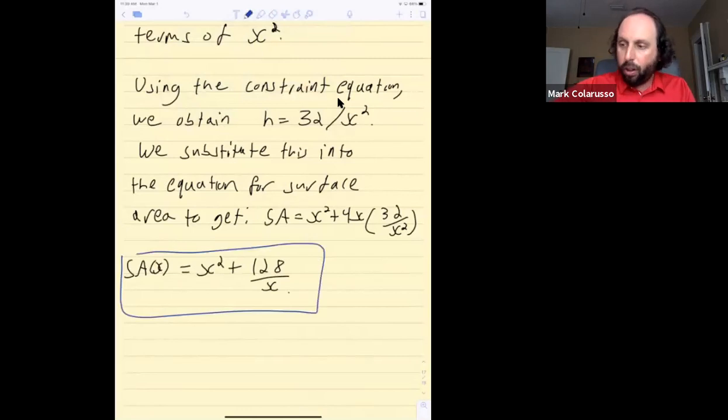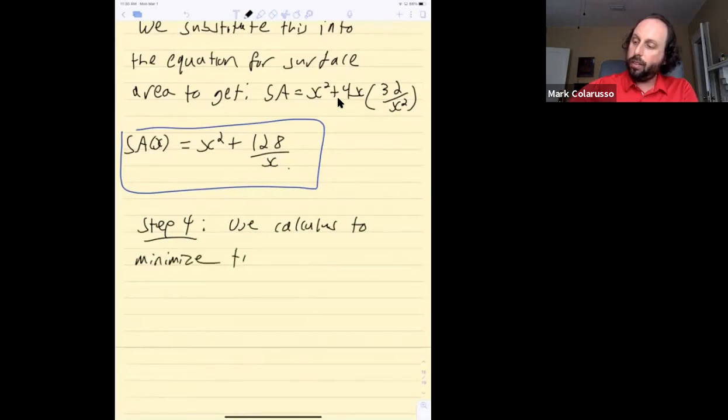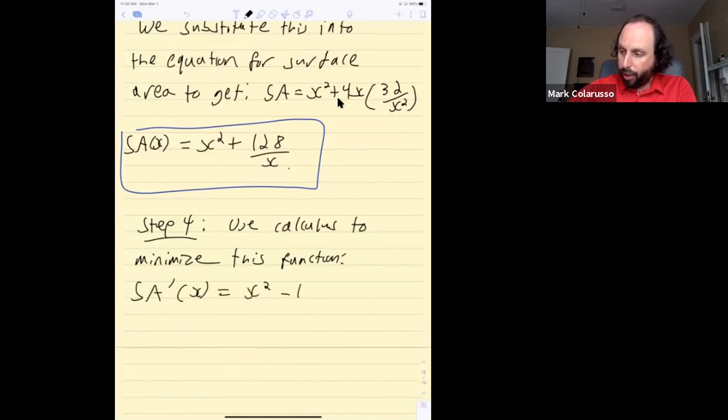And now we're on to step 4. Use calculus to minimize this function. So we get surface area. The derivative is x squared minus 128 over x squared. Sorry, 2x. 2x minus 128 over x squared.